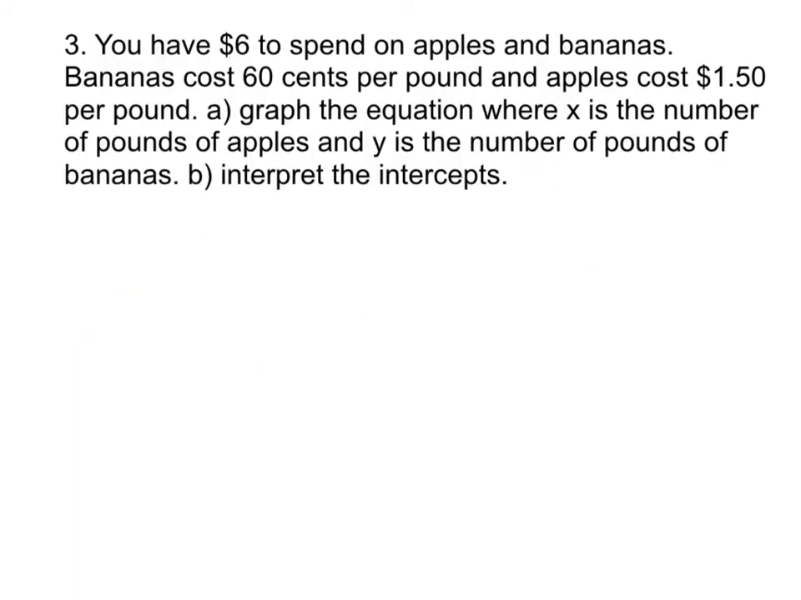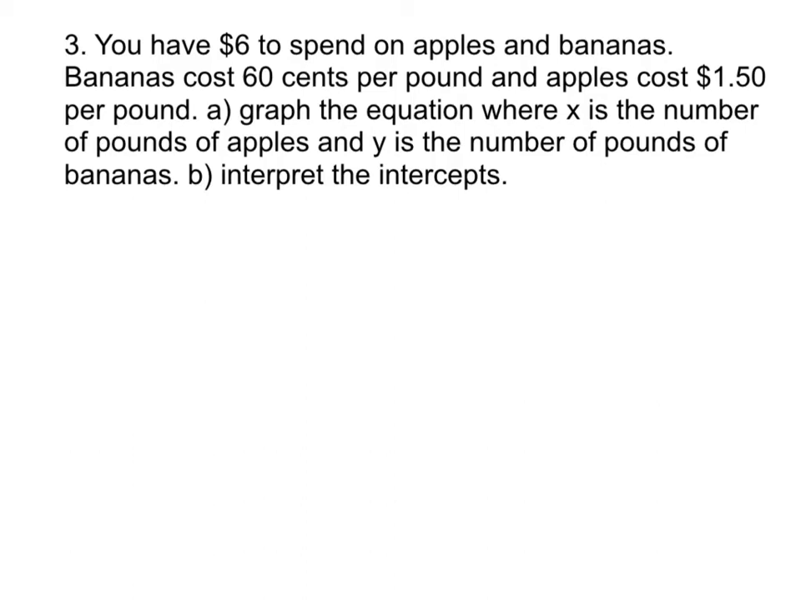Example number 3. Now before you look at it, it looks difficult just by the amount of words. I promise you these are really easy. Number 3. You have $6 to spend on a total of apples and bananas. Bananas cost 60 cents per pound, and apples cost $1.50 per pound. A. You're going to graph an equation where x is the number of pounds of apples and y is the number of pounds of bananas. And then you have to interpret the intercepts.